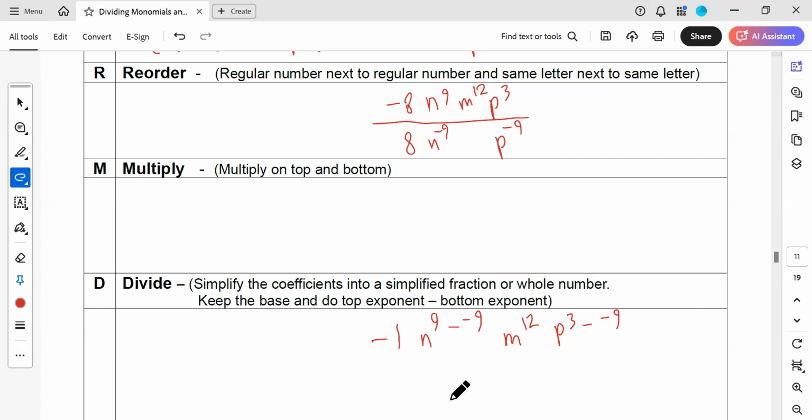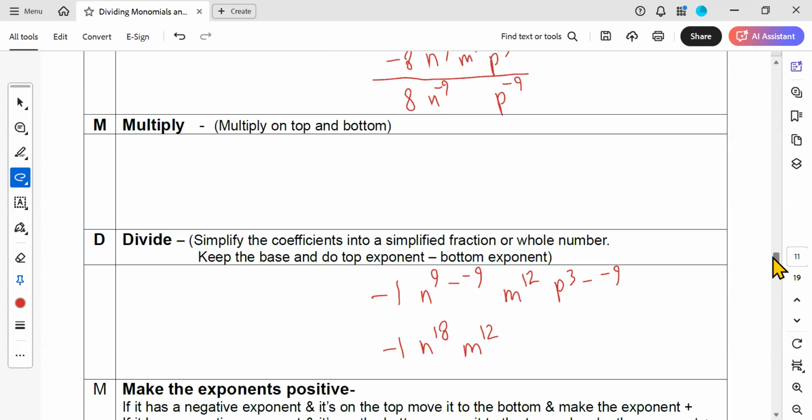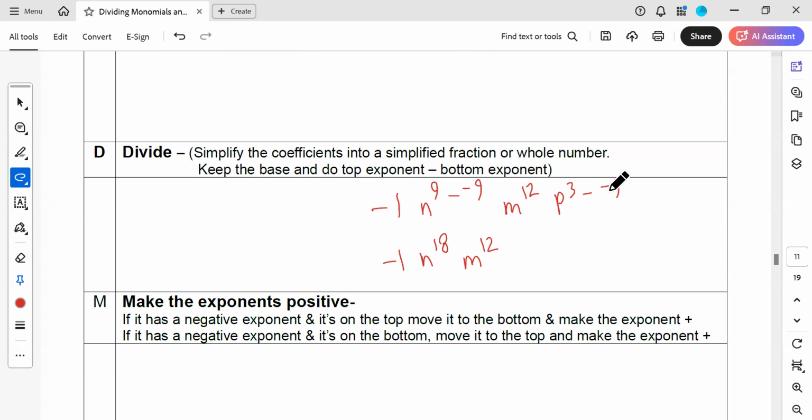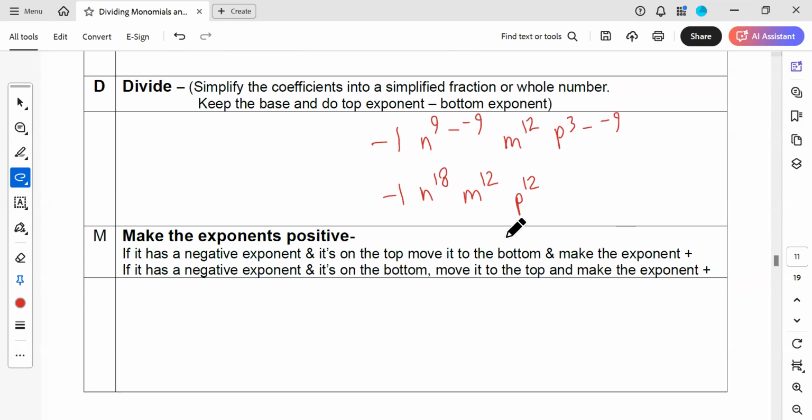Okay? The reason you write this step is not only for your partial credit, but to keep yourself accurate, right? You don't want to make little mistakes. So -1, I throw this in the calculator so I can't miss. And that's going to give me N to the 18. M to the 12 stays the way it is. And then over here, 3 minus -9, that's going to be 3 plus 9, which is 12. That's going to give me P to the 12. Questions?